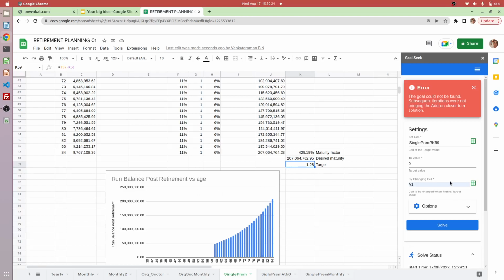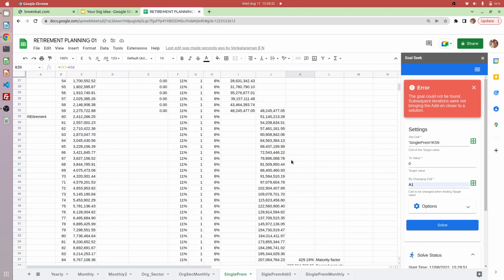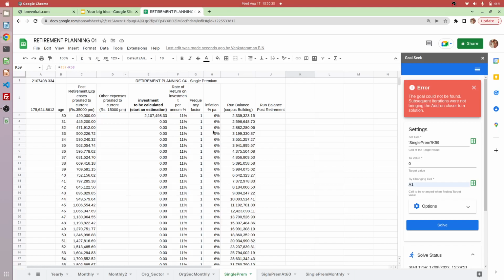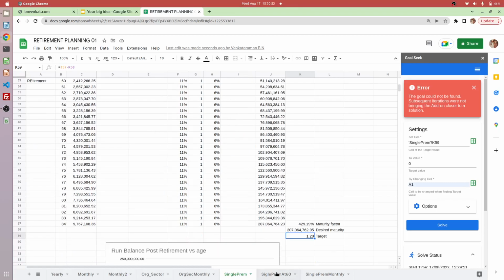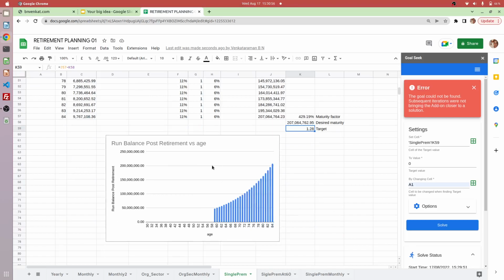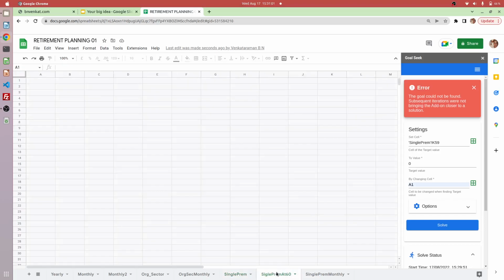Yes, we got it. It has worked out, and the maturity is coming to be 20 crore 71 lakhs. The investment has worked out to be 2.1 million or 21.07 lakh, 21 lakh 7,000 is the investment required. Now let us see for the annual premium. This is for annual periodicity. Now let us work out for single premium at 60 years.